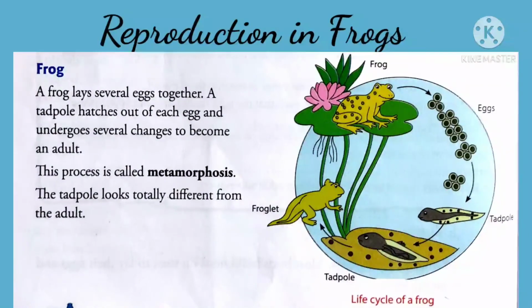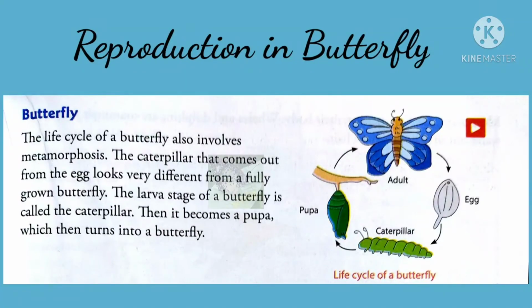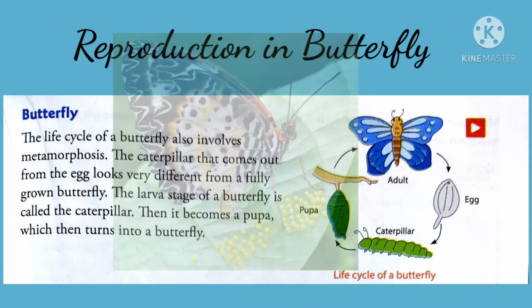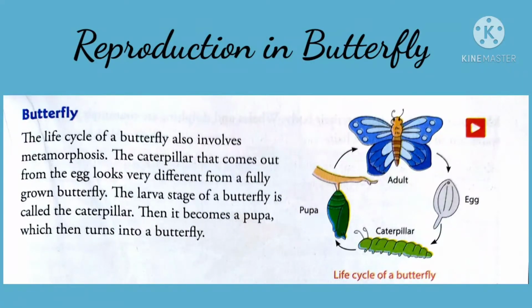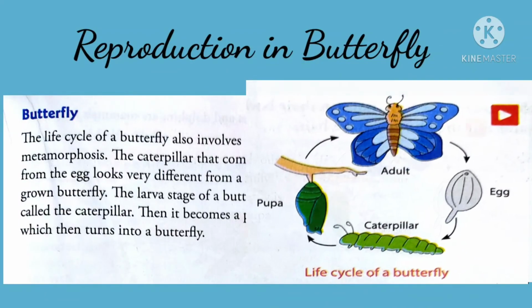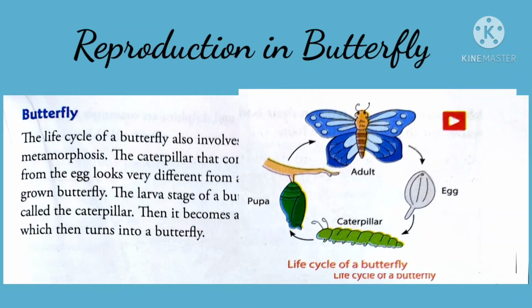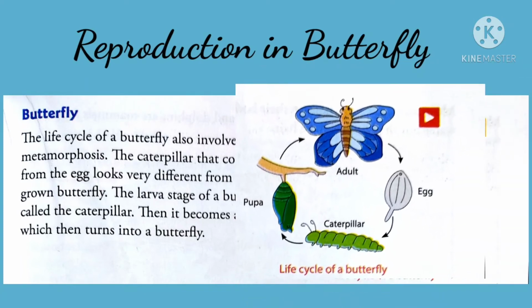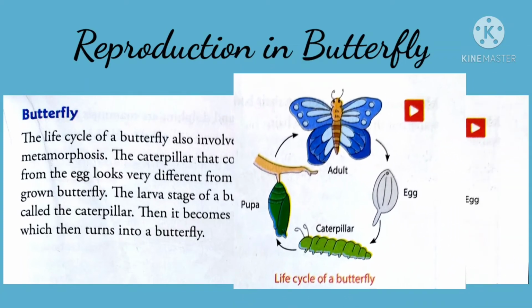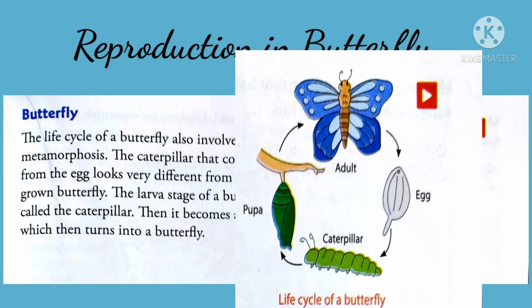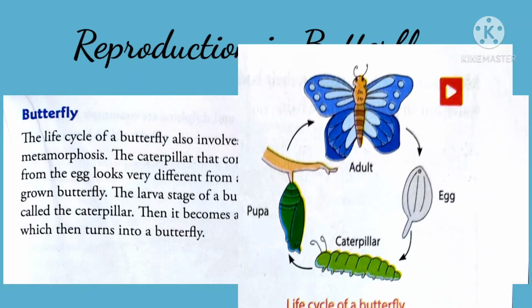Now let's have a look at reproduction in butterflies. So students, butterflies also reproduce by laying eggs, and the life cycle of butterflies also involves metamorphosis, which means that the young one which is produced from the egg undergoes several developmental stages to become a butterfly. As you can see in the image, from the egg a caterpillar comes out, which is entirely different from the adult butterfly. Then this caterpillar goes through the stage of pupa.